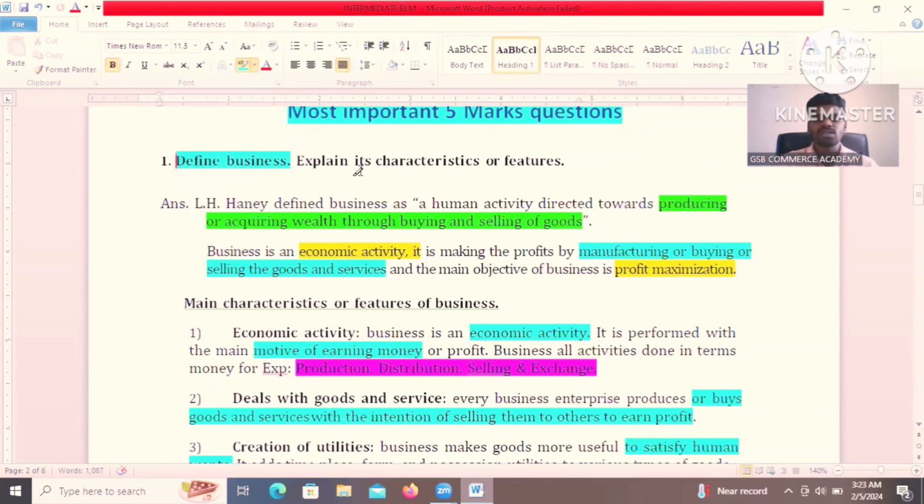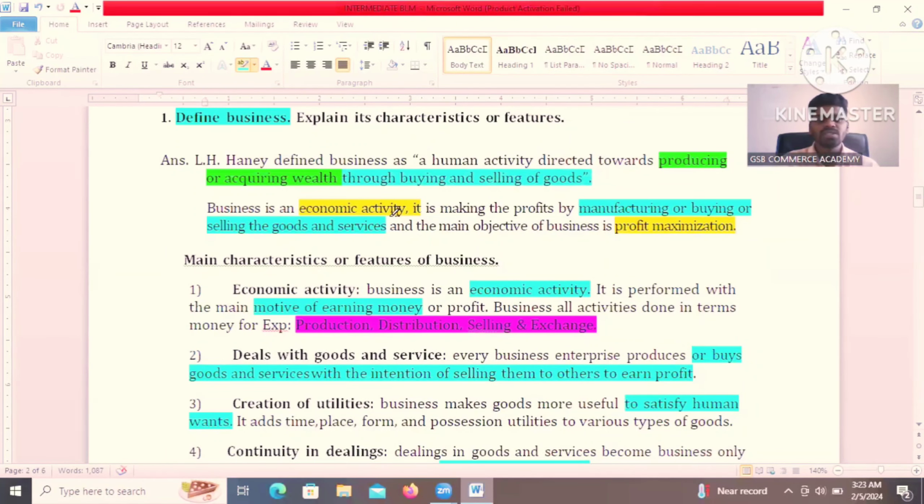I already explained business. According to L.H. Haney, business is a human activity directed towards producing or acquiring wealth through the buying and selling of goods and services. And business is an economic activity, making profits by manufacturing goods and services or buying and selling them. The main objective of business is profit maximization.